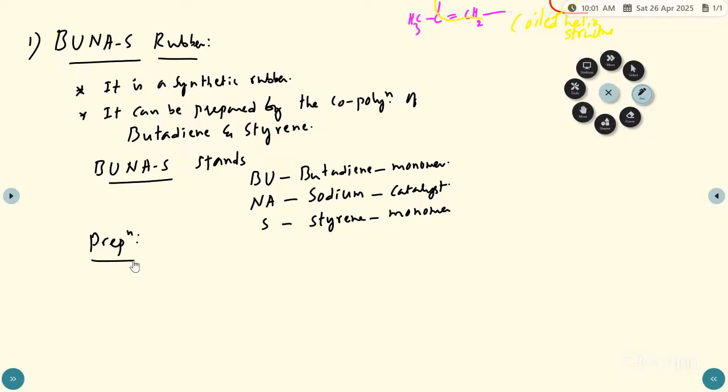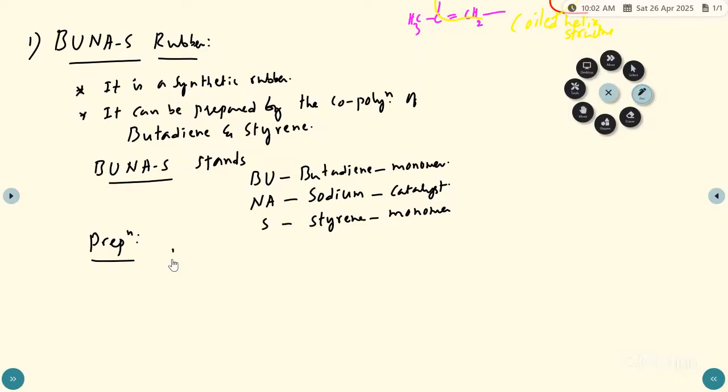Okay, so this BUNA-S can be prepared by which polymerization? Copolymerization. Copolymerization means which type of polymerization? Is it addition polymerization or condensation polymerization? Why do we call it co? In that polymerization, two different monomers are involved, so it is called copolymerization. So I write here.